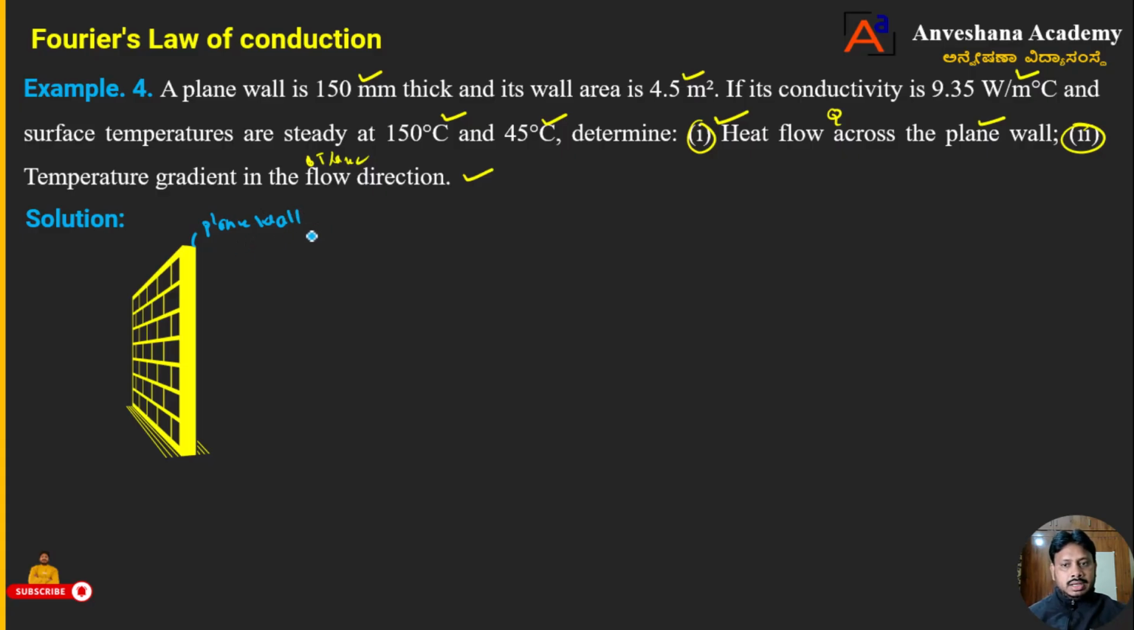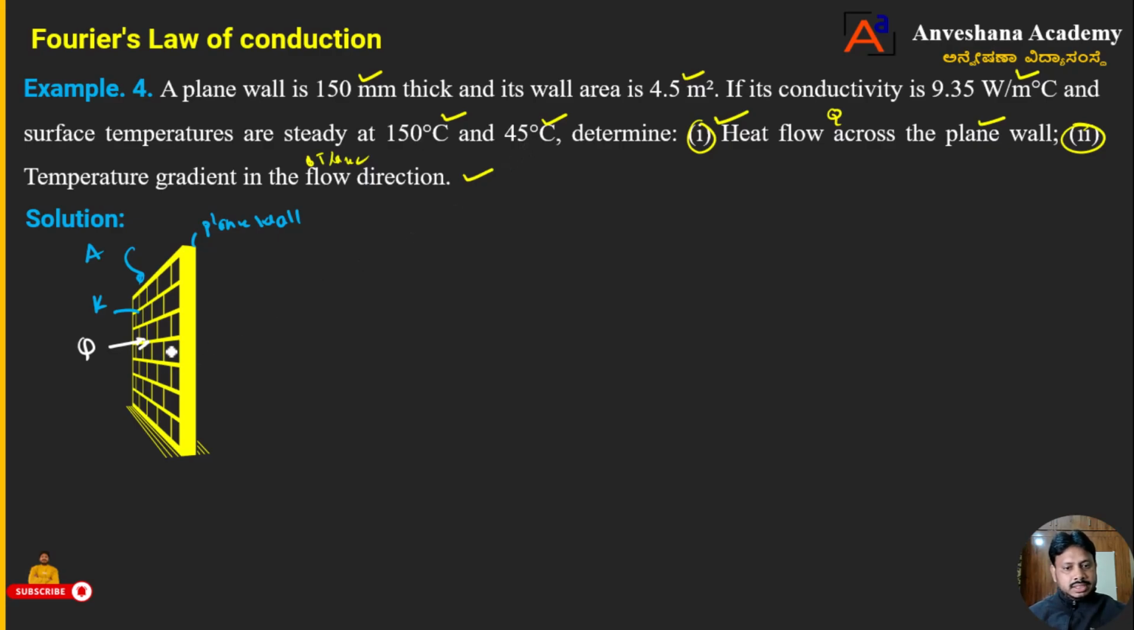There is a plain wall, and that plain wall has an area of 4.5 meters square. We represent that area here as A, and it has a thermal conductivity, which I will mark here as K, dear students. He has given 9.35 watt per meter degree Celsius. Surface temperatures are steady. You can see heat is moving in this fashion, so that is Q. There are two temperatures, one is 150 degree Celsius and another is 45 degree Celsius.